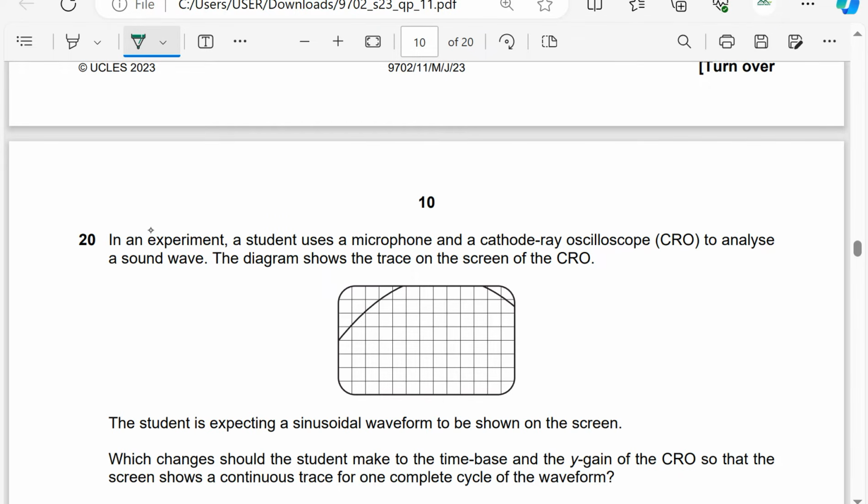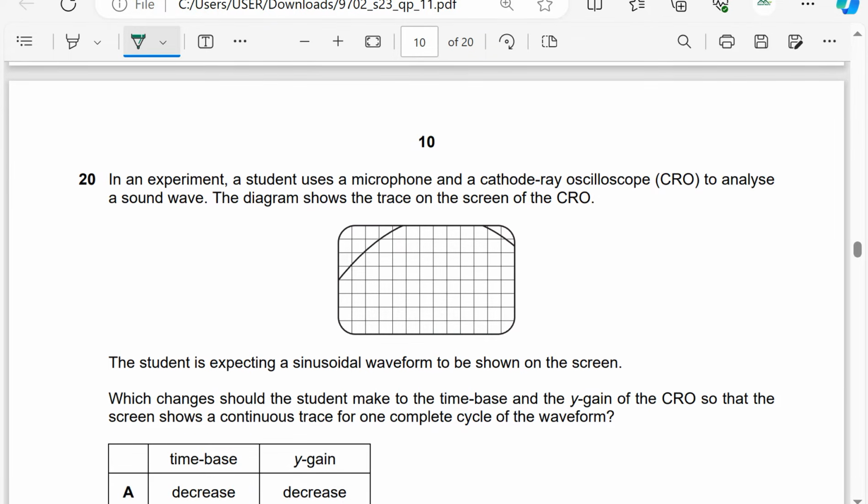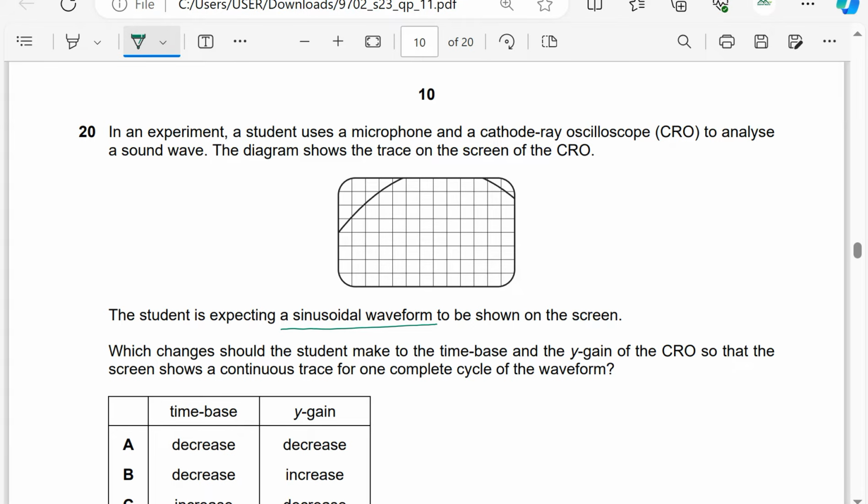In an experiment, a student uses a microphone and a cathode ray oscilloscope to analyze a sound wave. The diagram shows the trace on the screen of the CRO. The student is expecting a sinusoidal wave, that is a sine curve, to be shown on the screen. Which changes should the student make to the time base and the Y gain of the CRO so that the screen shows a continuous trace for one complete cycle of the waveform?